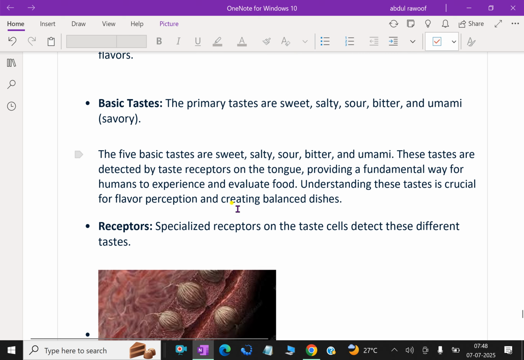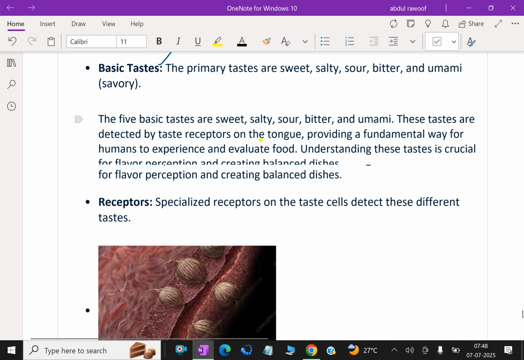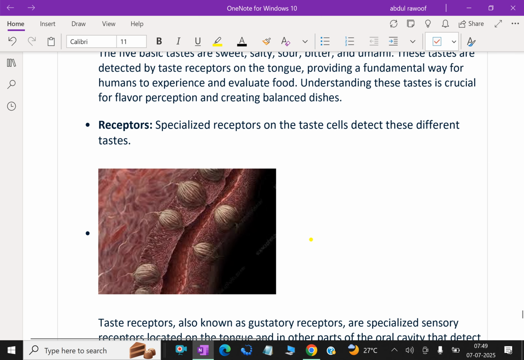Basic tastes. The primary tastes are sweet, salty, sour, bitter, and umami, that is savory. The five basic tastes are sweet, salty, sour, bitter, and umami. These tastes are detected by taste receptors on the tongue, providing the fundamental way for humans to experience and evaluate food. Understanding these tastes is crucial for flavor perception and creating balanced dishes.